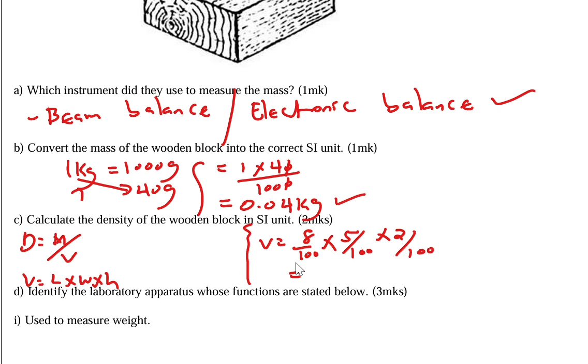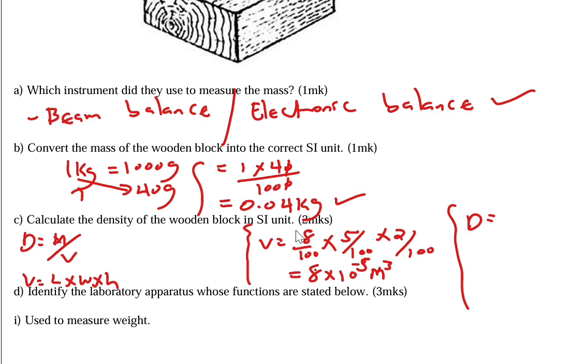If you multiply this carefully, you see what the answer is. You multiply 8 over 100 times 5 over 100 times 2 over 100. You'll see that the volume will be 8 times 10 raised to negative 5 cubic meter. To get the density will be mass over volume.